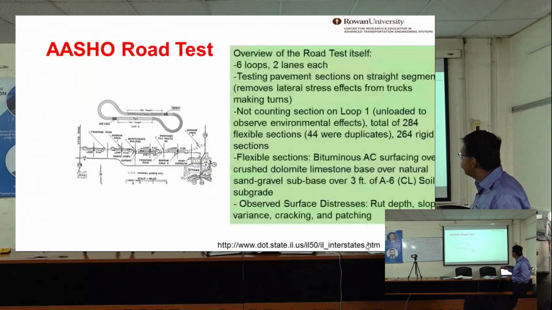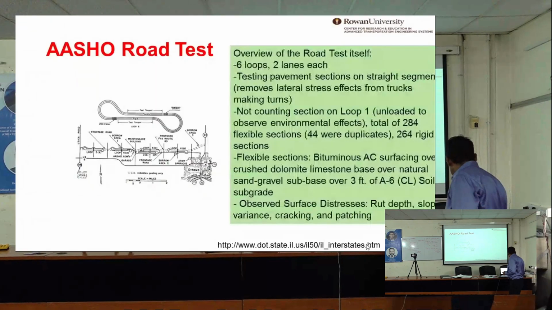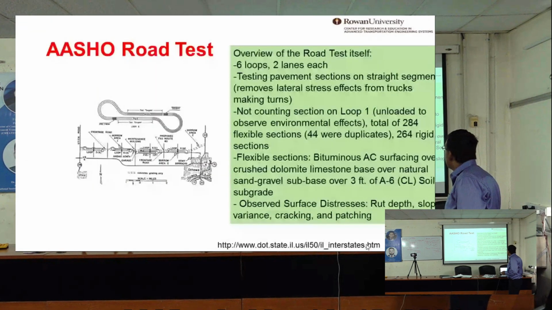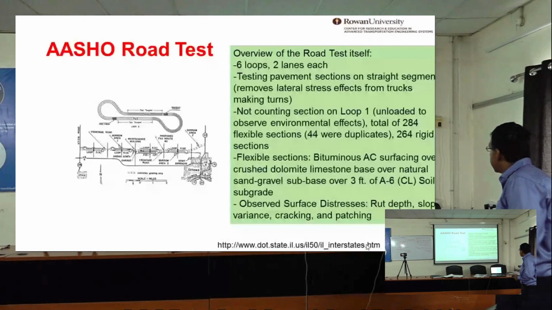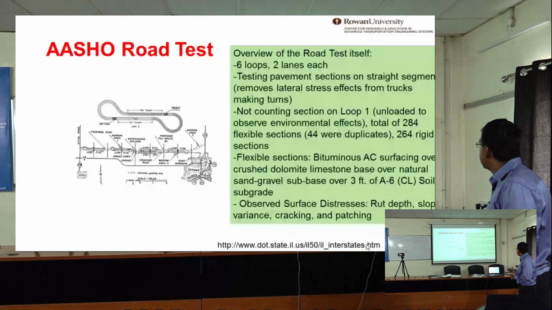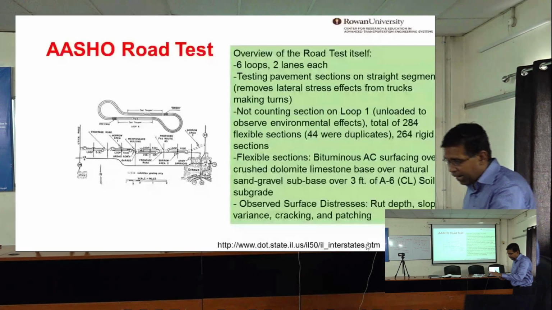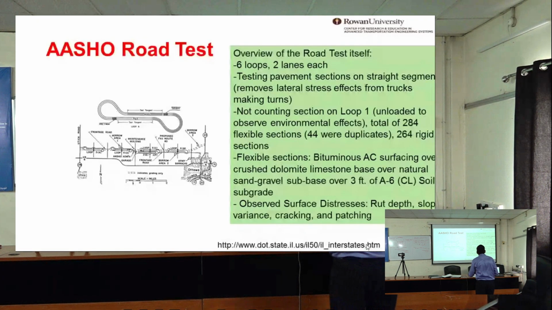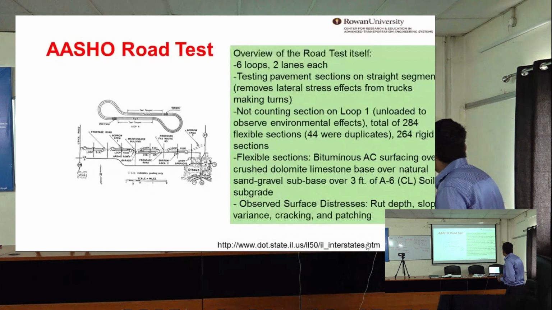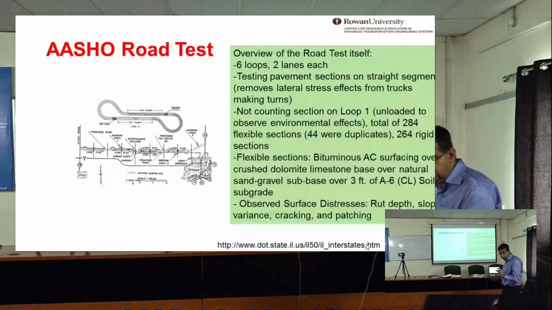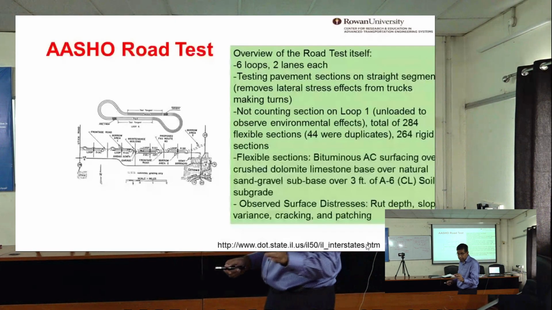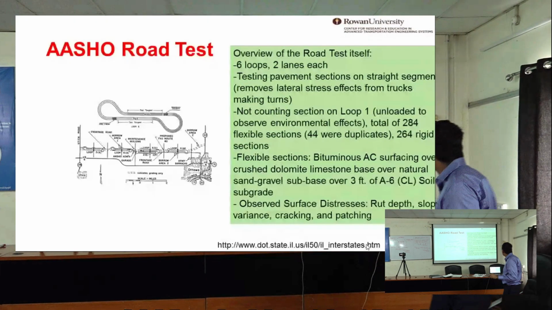This is the same AASHO road test that was done, an overview of the road itself. There were 6 loops, 2 lanes each. Test pavement sections were on straight segments because they wanted to remove the impact of lateral stresses or shear. On loop 1 there was no loading because they only looked at environmental effects. That's how they got the delta PSI from frost heave and swelling.